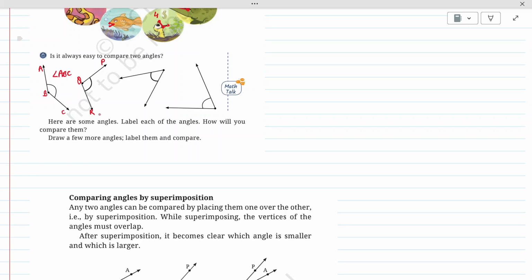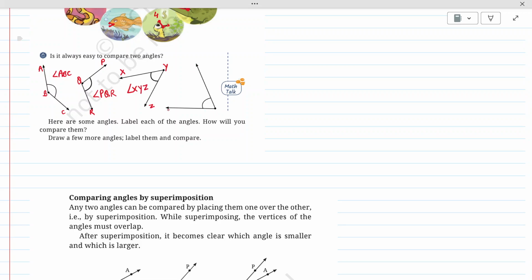Okay, so PQR I am taking here, where Q is the vertex, and QP and QR are the arms of this angle. And I am writing the name here. This is angle PQR. We can also call this angle RQP. Next I am calling this one XYZ, where XY and YZ are the arms and Y is the vertex of the angle. And the angle is angle XYZ.